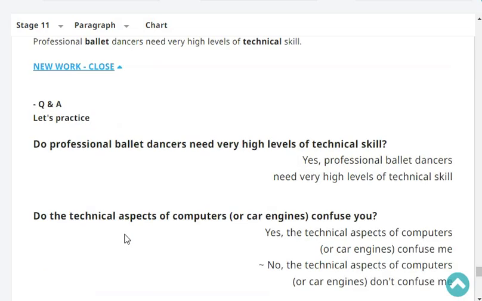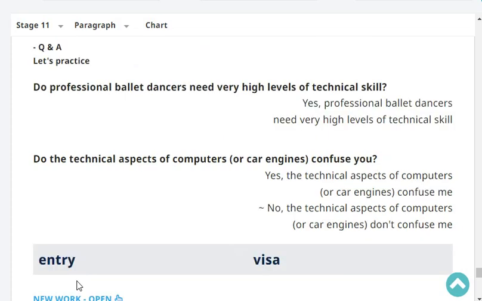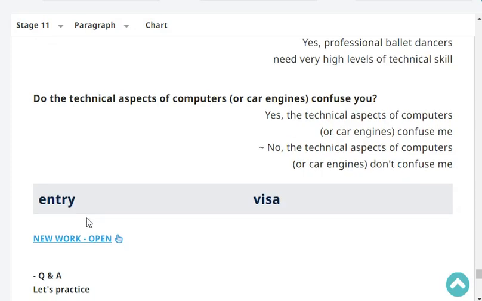Let's practice. Do professional ballet dancers need very high levels of technical skill? Yes, professional ballet dancers need very high levels of technical skill. Do the technical aspects of computers sometimes confuse you? Yes or no? No, the technical aspects of computers don't confuse me. Very good. Next, repeat.